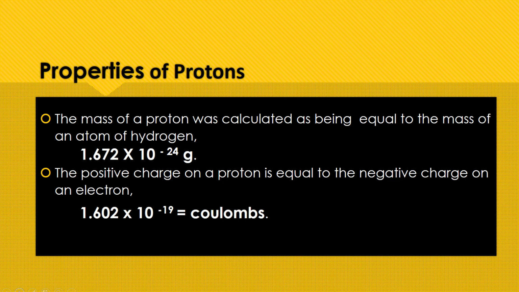The second one: the positive charge on a proton is equal to the negative charge of an electron, that is 1.602 × 10^-19 coulombs. Because an atom is electrically neutral, both the positive charge and the negative charge must be equal. Further experiments proved that all elements are composed of protons and electrons.